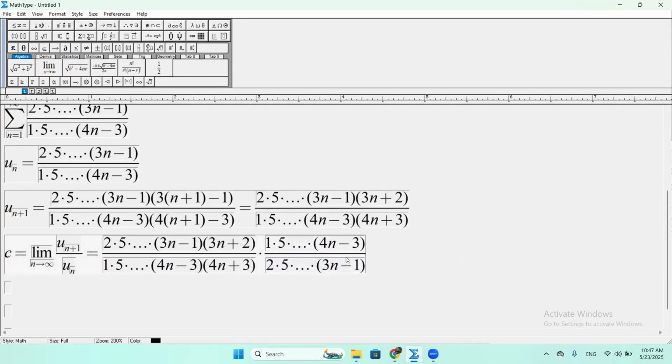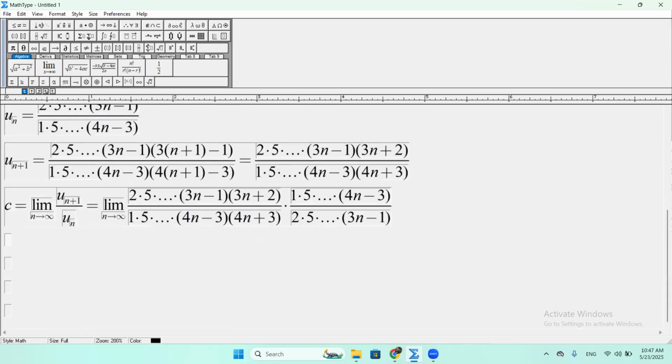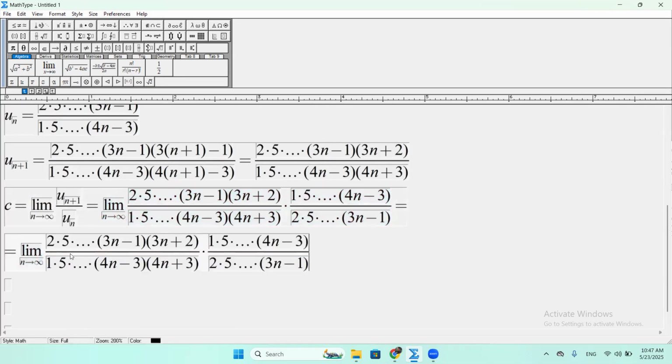And of course, let's not lose the limit sign. Okay, I'll write it down like this. So what can we cancel here? We can cancel this part and this part.